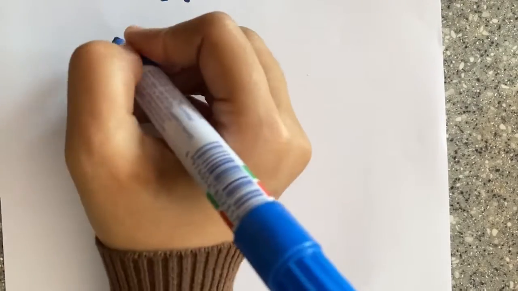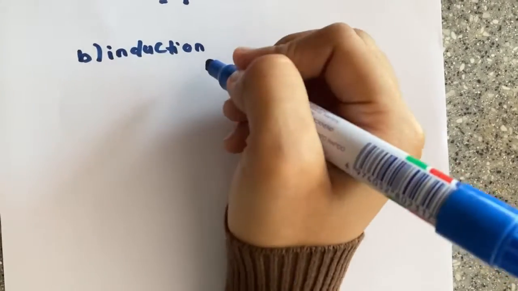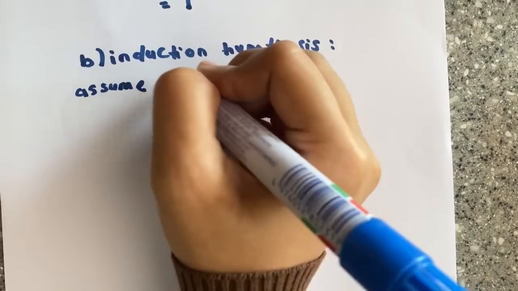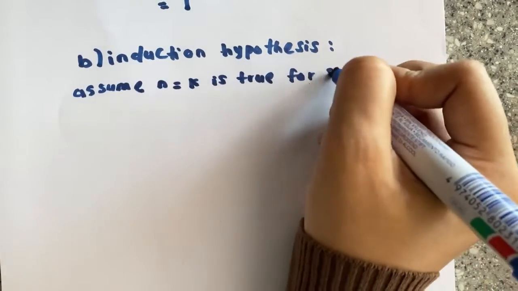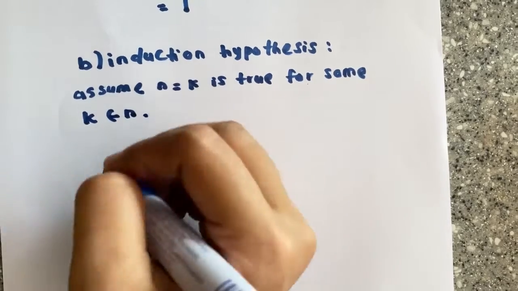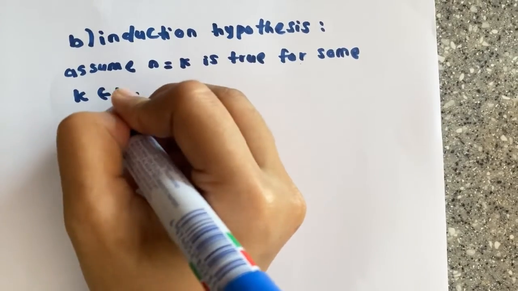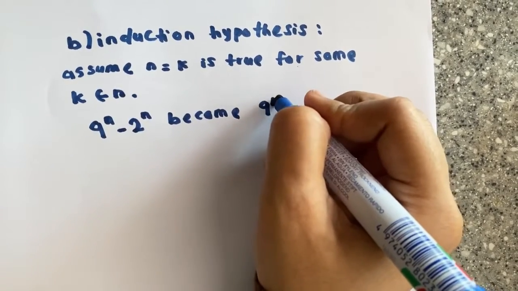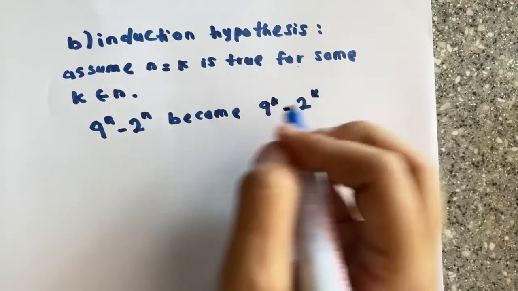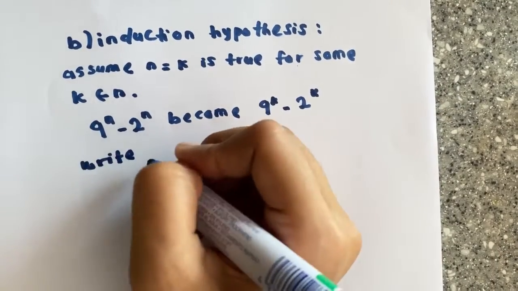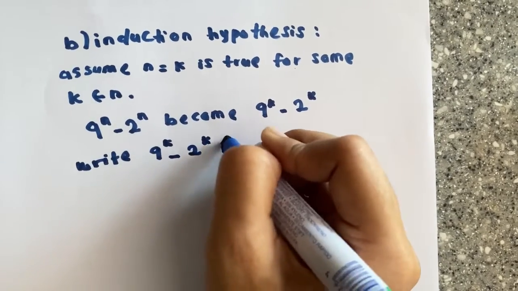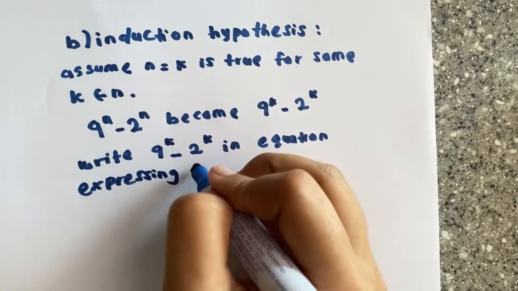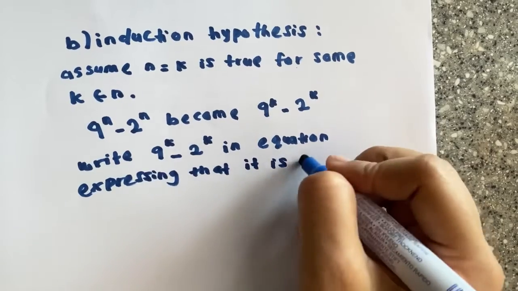Let's go to the second step, inductive hypothesis. Assume n equal to k is true for some k an element of N. So, for this step, we need to replace n with k. 9 to the power of n minus 2 to the power of n becomes 9 to the power of k minus 2 to the power of k. So, we need to write 9 to the power of k minus 2 to the power of k in an equation expressing that it is divisible by 7.